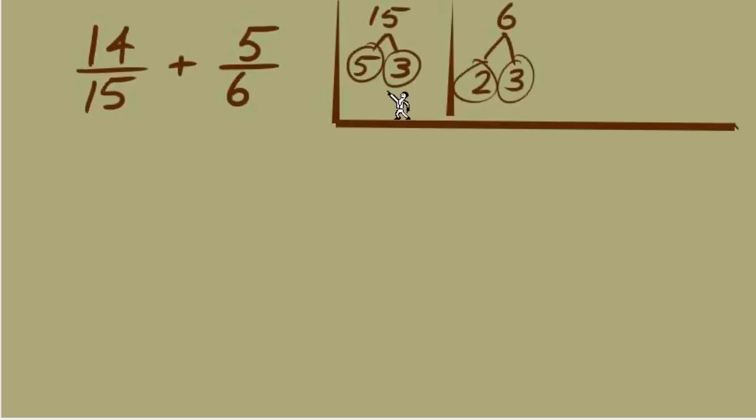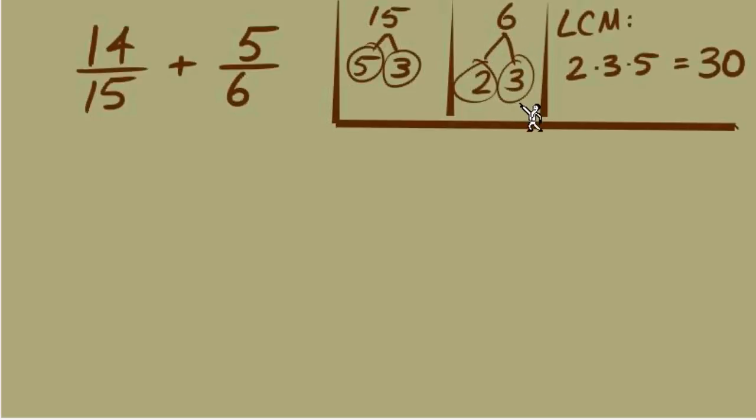First, prime factors of 15, 5 times 3. Prime factors of 6, 2 times 3. Our LCM, I've got 1, 2. When it came to 3's, 1 was sufficient. Here's 1, 3. There's 1, 3, so 1's enough. And 1, 5. And 2 times 3 times 5 equals 30.